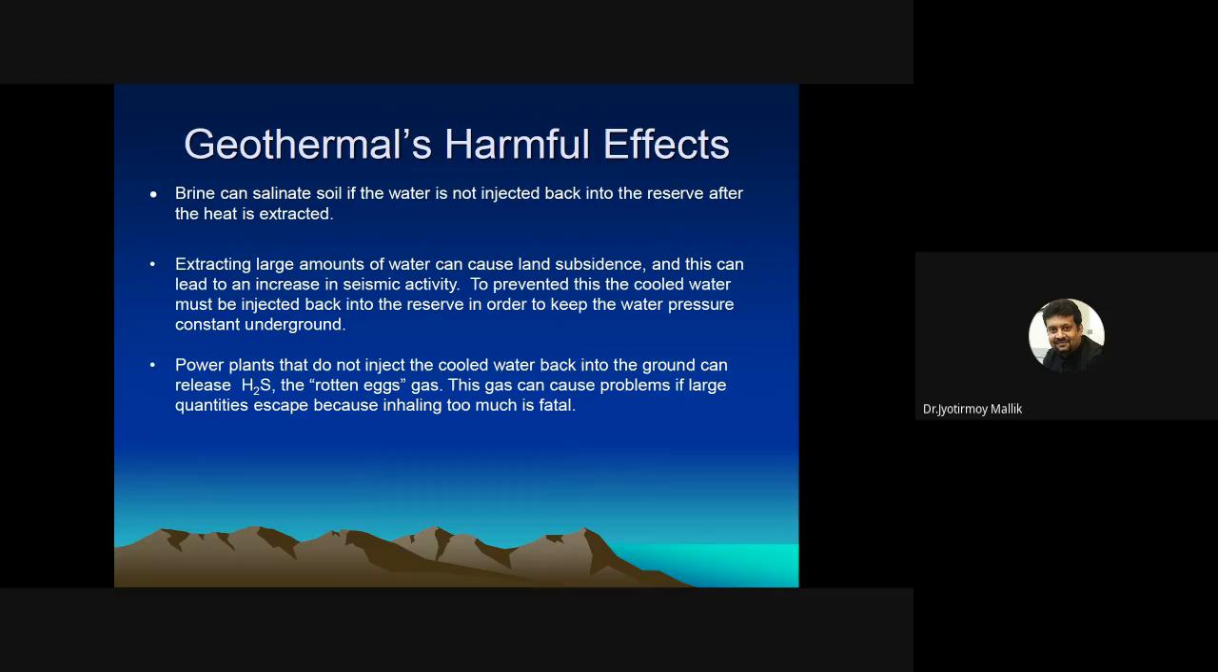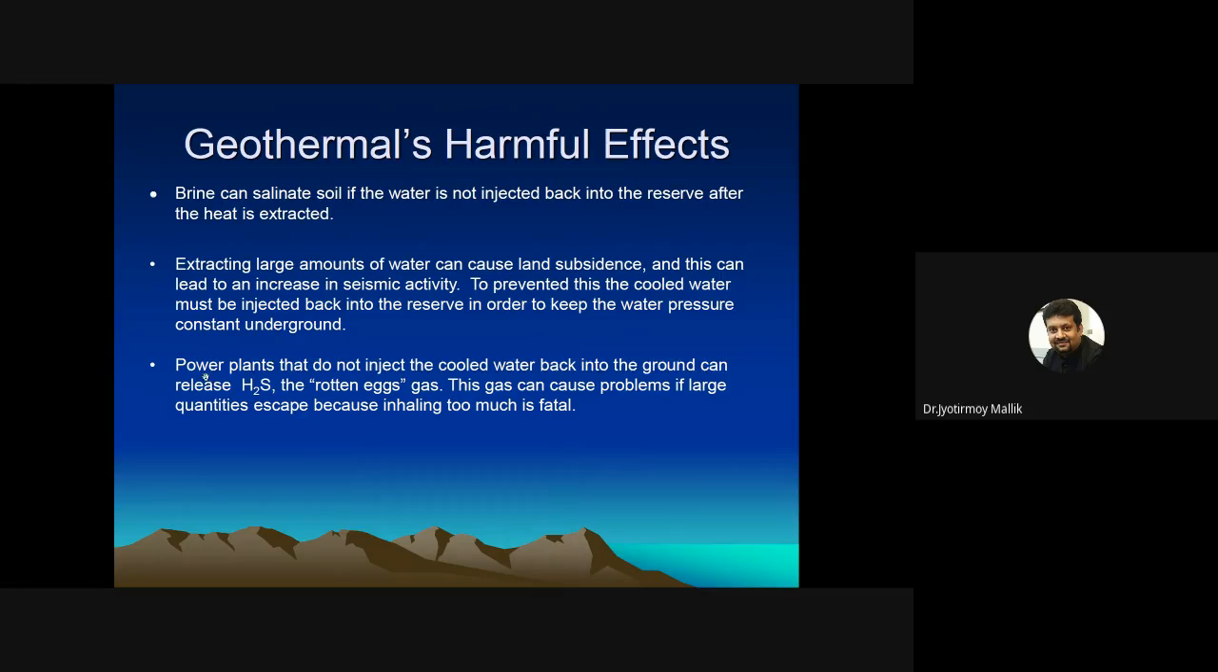What are the limitations? Brine can salinate the soil if the water is not injected back into the reservoir after the heat is extracted. Extracting a large amount of water can cause land subsidence because of a pressure imbalance, as happens in oil and gas exploitation as well. This can lead to an increase in seismic activity, although small scale. To prevent this, cooled water must be injected back into the reservoir to keep the water pressure constant underground.